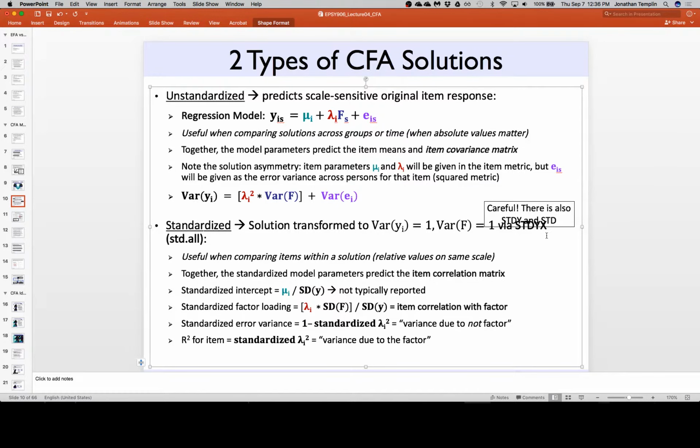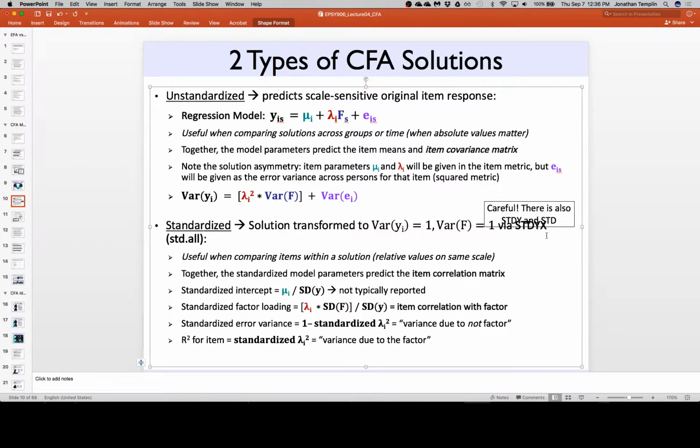std.all is what's called in lavaan. So let's talk a little bit about this. In unstandardized, it's true that the variance of the variable is equal to the loading squared times the factor variance plus the variance of E. Right? So what you're getting back here is the variance of Y. And we saw the variance of Y was a little over 3. We can do the math. You can show how that works. It all fits together.